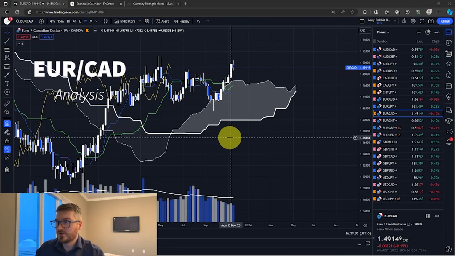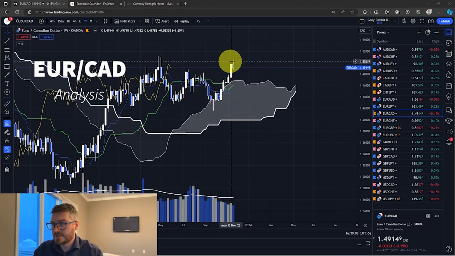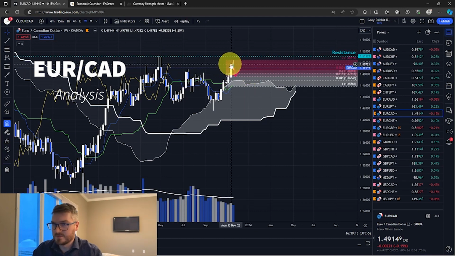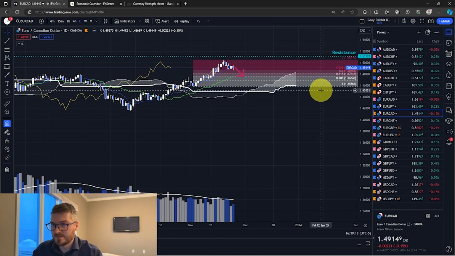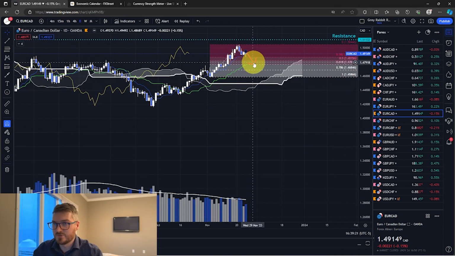Okay, here we are, Euro CAD on the weekly, and it looks like we're going to get a reversal off of this resistance level here. And so I have price reversing this week, and I've marked this pair as an orange flag pair, just because I think we're just going to be reversing this week.